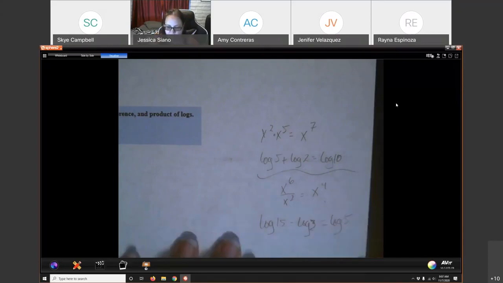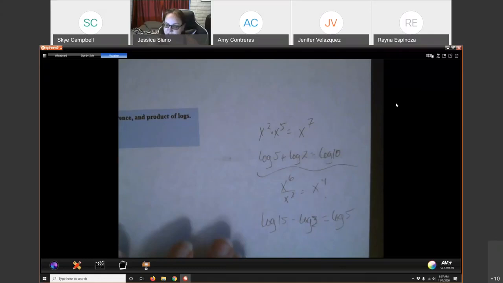Okay? So the exponent rules are when you multiply, you add. When you divide, you subtract. The log rules are when you add, you multiply. When you divide, or when you subtract, you divide. And again, those are inverses because these functions are inverses. So I hope that makes sense.